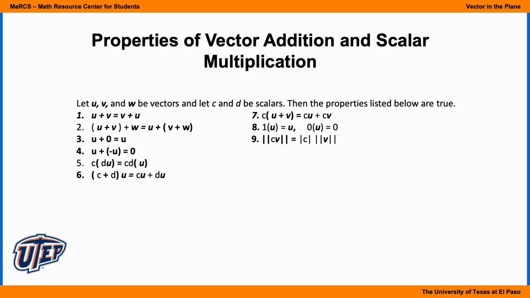For number 7, we have c times (u + v), and that is equal to c times u + c times v, and that is also the distributive property of scalars over vectors. Now for number 8, we have 1 times u is equal to u, and that is the multiplicative identity. Then we have 0 times u is equal to 0, and that is the zero property of multiplication. And lastly, for number 9, we have the magnitude of c times the vector v is equal to the absolute value of c times the magnitude of v.